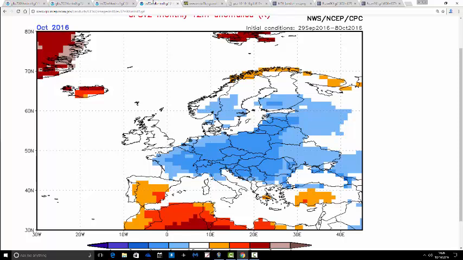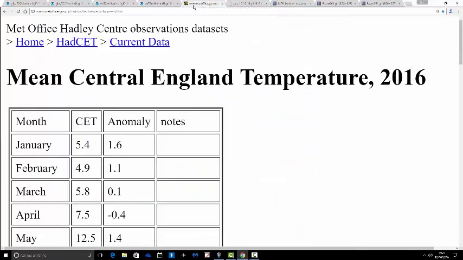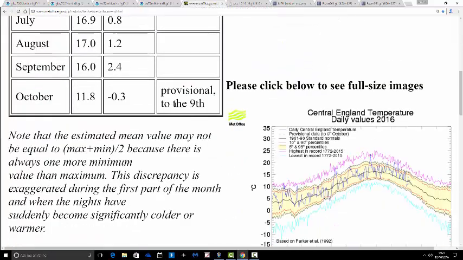So always with these long-range models, not just the CFS V2, I'm picking the CFS out, but it applies to all the long-range models really, even the really good ones like the UK Met Office model, the ECMWF seasonal model. All of these long-range models do have a health warning and should be taken with a pinch of salt, whatever they are showing.